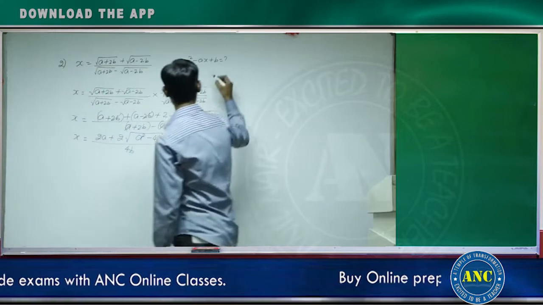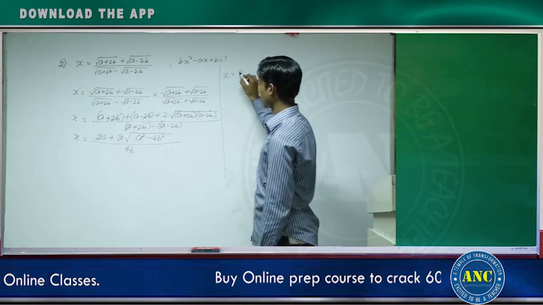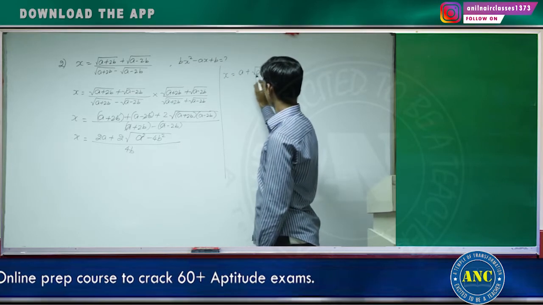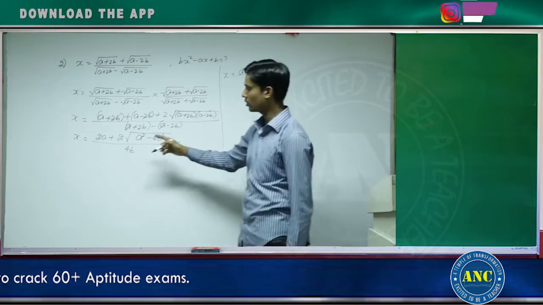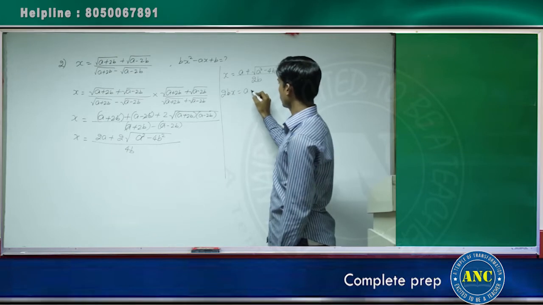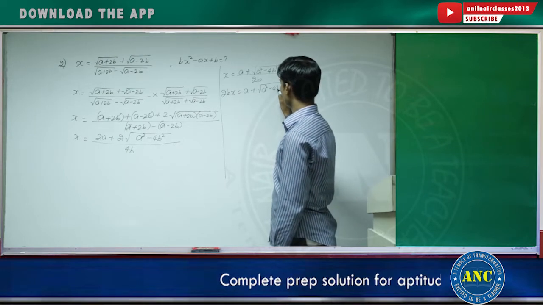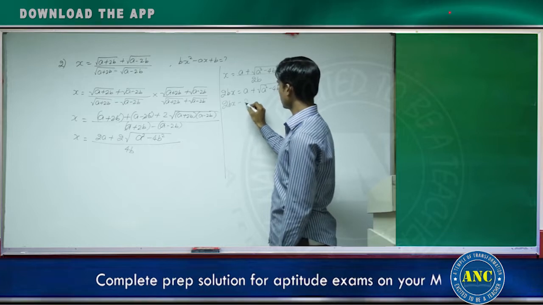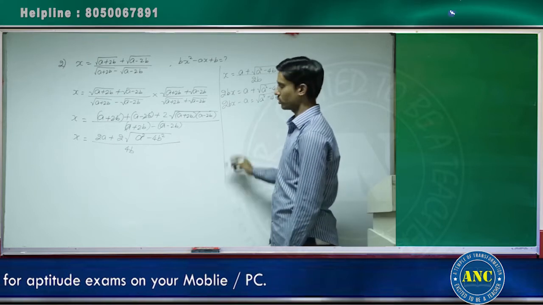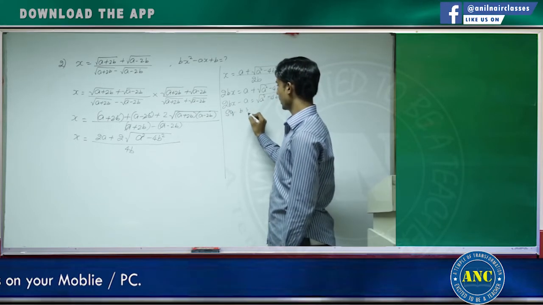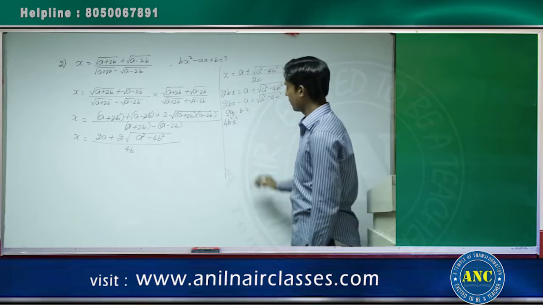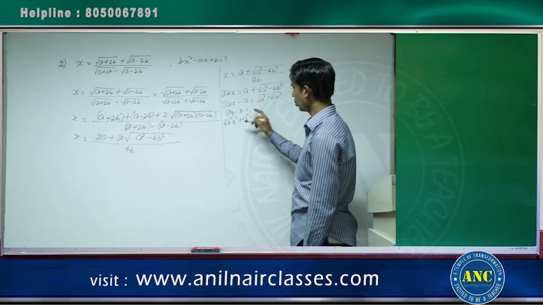If I further simplify it, x is nothing but a plus root of a square minus 4b square, whole thing divided by 2b. I am taking 2 as a common factor in numerator and denominator and cancelling that. If I cross multiply, 2bx is equal to a plus root of a square minus 4b square. 2bx minus a is equal to root of a square minus 4b square. But I don't want the square root term, so I will square both sides. If I square both sides, this is (a minus b) whole square, a square, so it is 2bx whole square plus a square minus 2abx.